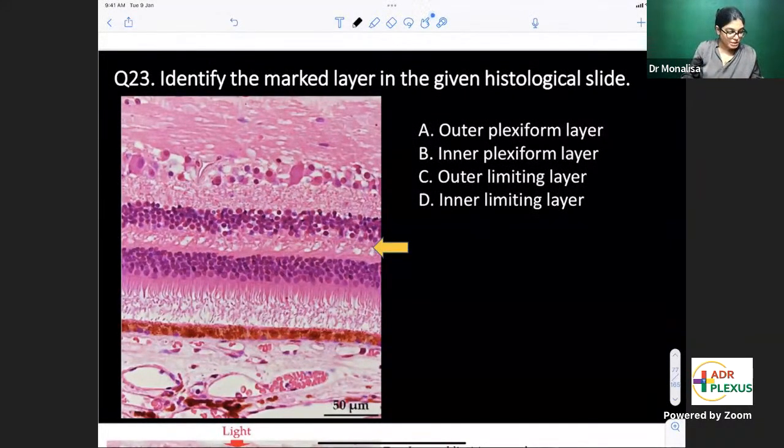Identify the marked layer in the given histological slide. Question number 23. Which layer is this? Is it the outer plexiform layer or the inner plexiform layer? According to you, which is the most correct answer?